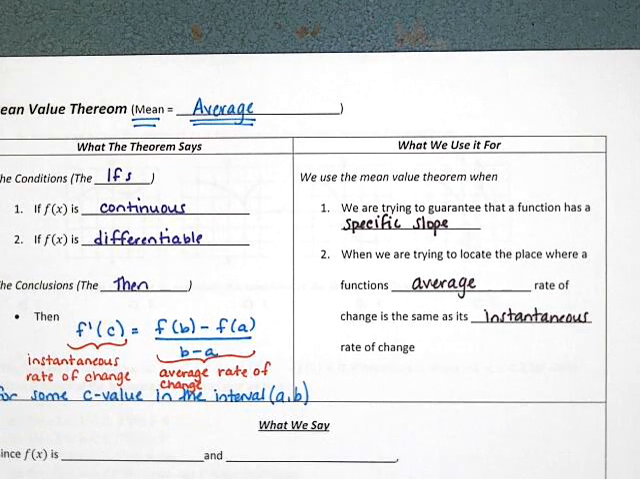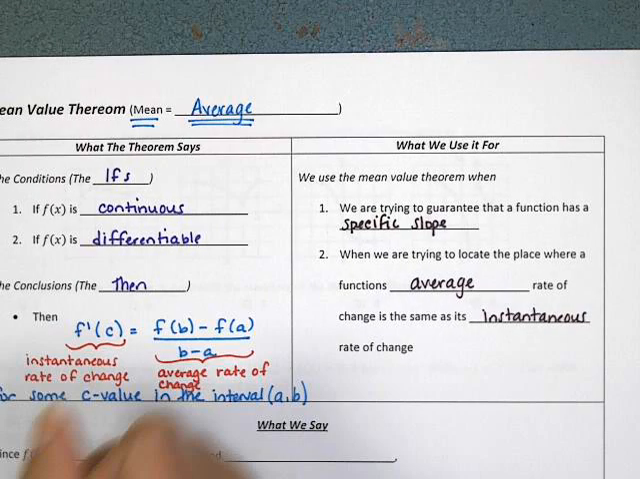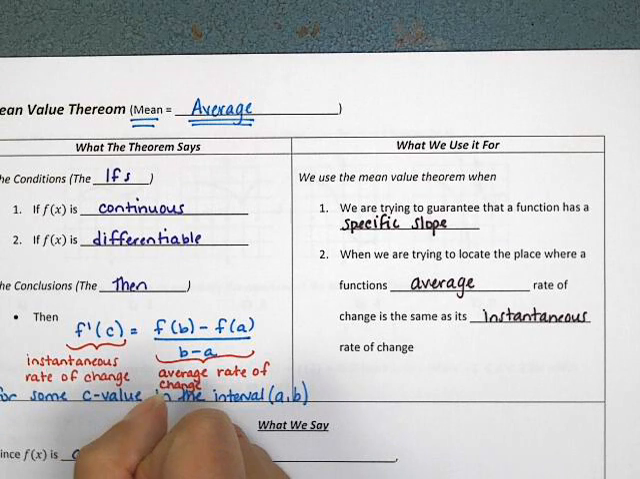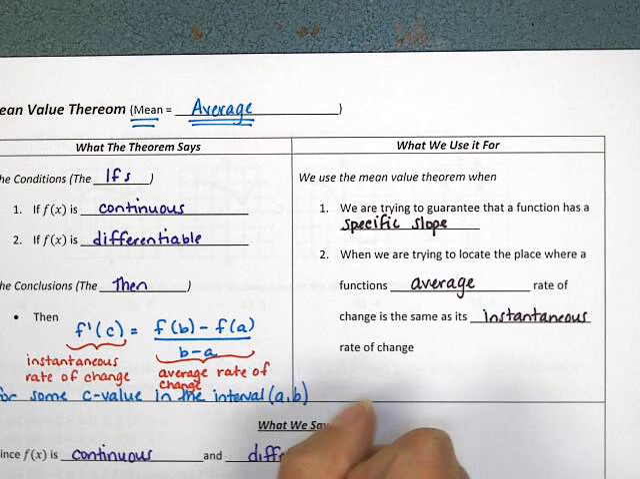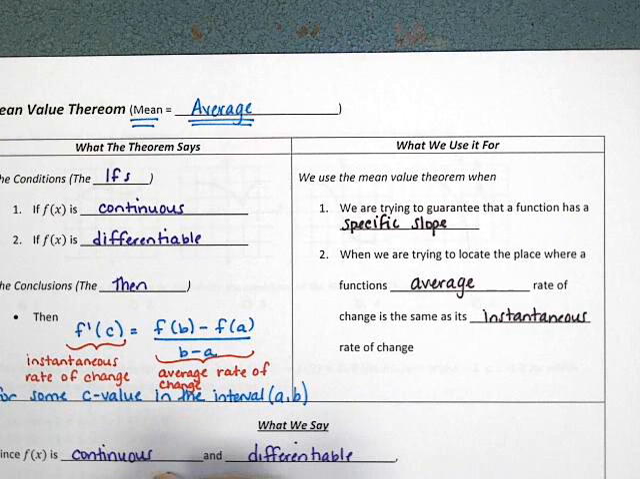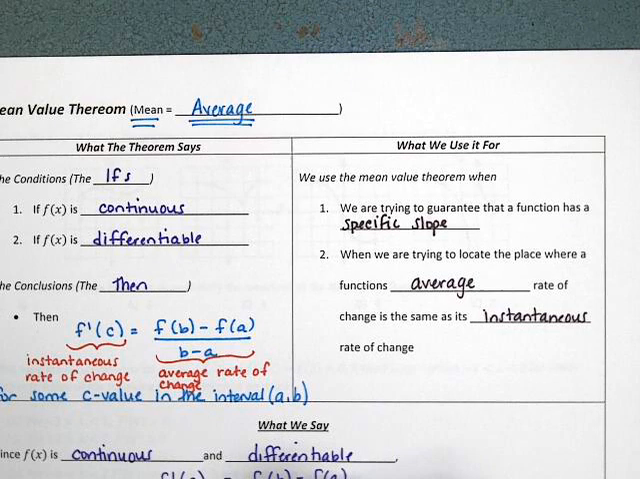And what we actually write, just like in the other problems, here's what you would actually write as your explanation. Since f of x is continuous and differentiable, f prime of c has to equal f of b minus f of a all over b minus a for some c value in the interval from a to b.